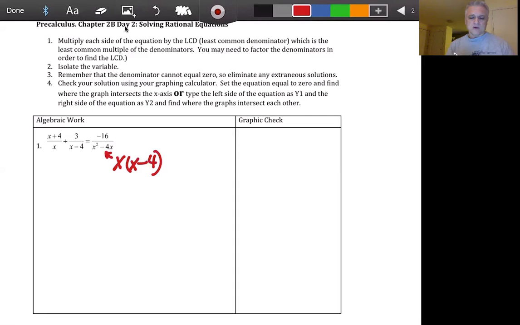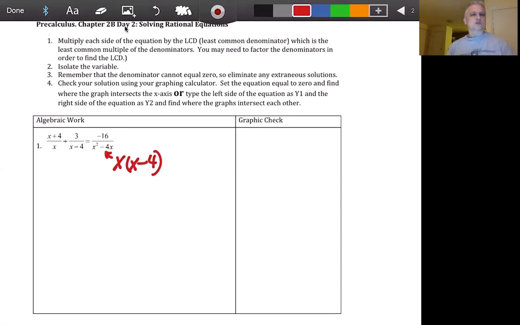And then, when we're all said and done, we can use our graphing calculator and graph it and check it. As it says, I like to set one side equal to 0 and then just find the x-intercepts or the zeros. Now, if you don't want to do that one step, or sometimes 2 steps of algebra, then you can type the left side into y1, type the right side into y2, and use the intersect function of your calculator. Okay, so let's look at question 1.